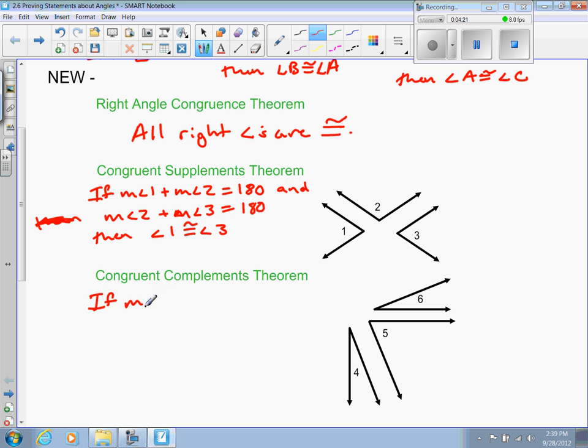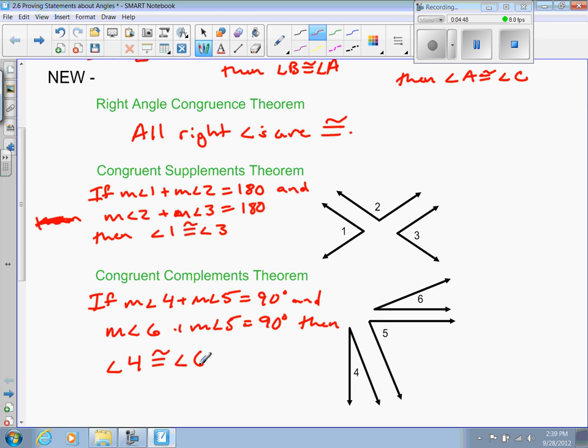So we can write this out in a similar style. If the measure of angle 4 plus the measure of angle 5 equals 90 degrees, and the measure of angle 6 plus the measure of angle 5 equals 90 degrees, then angle 4 is congruent to angle 6. So if there's an angle that's a complement to both of them, the two angles are congruent.